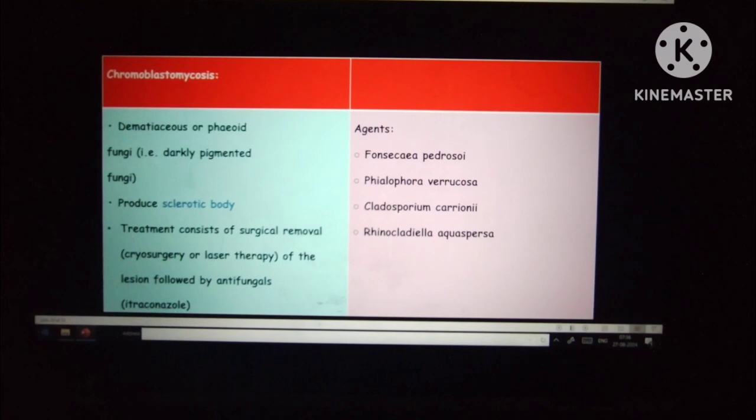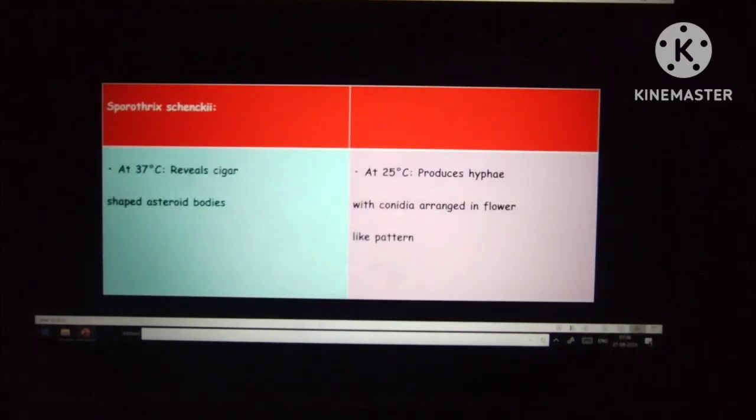What are the agents? Here they are Fonsecaea pedrosoi, Phialophora verrucosa, Cladosporium and Rhinocladiella. Sometimes they can ask this, but mostly if you remember the sclerotic body, it is enough. Again, treatment here is cryosurgery or laser surgery, followed by antifungal agents like itraconazole.